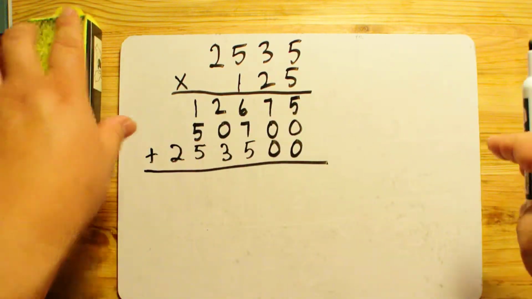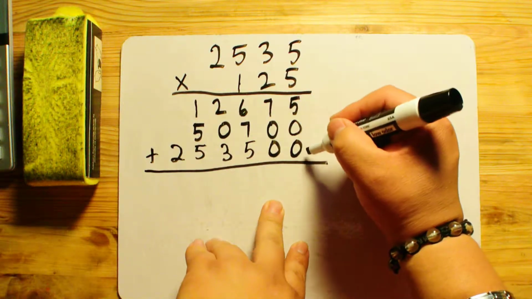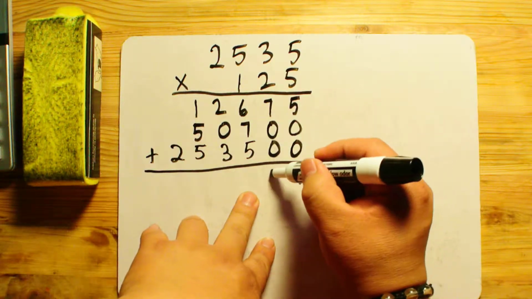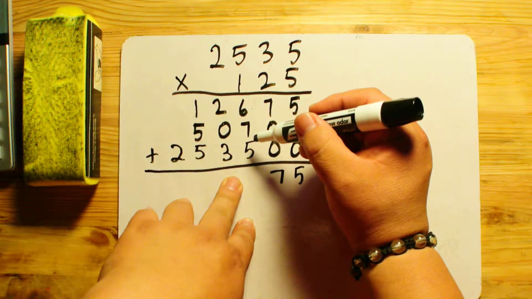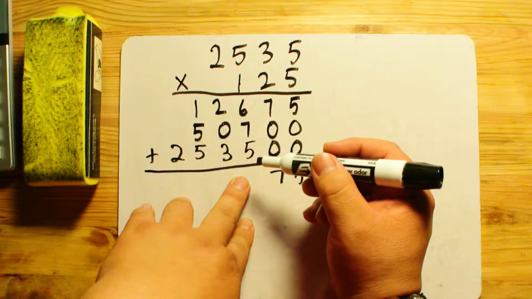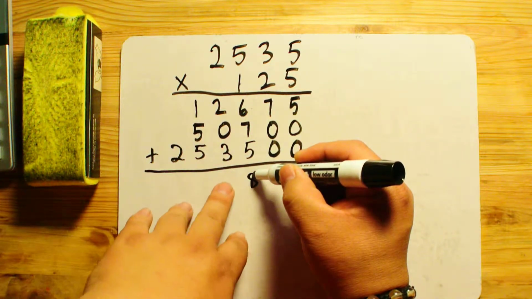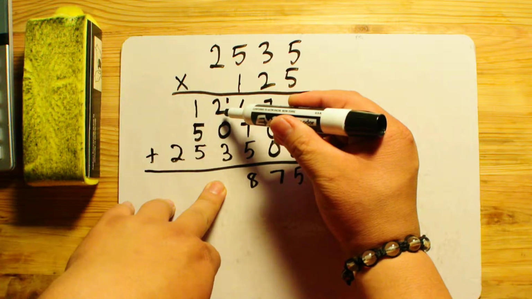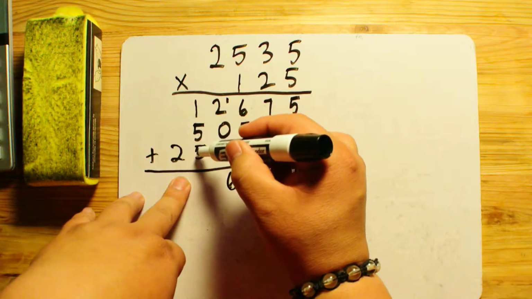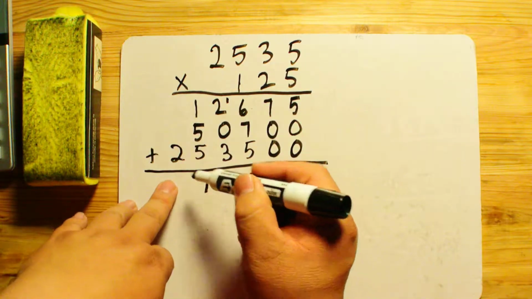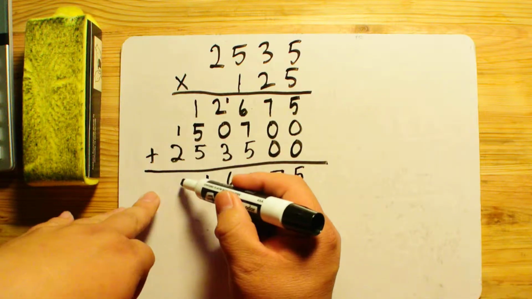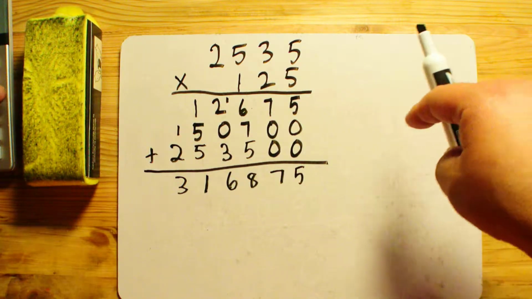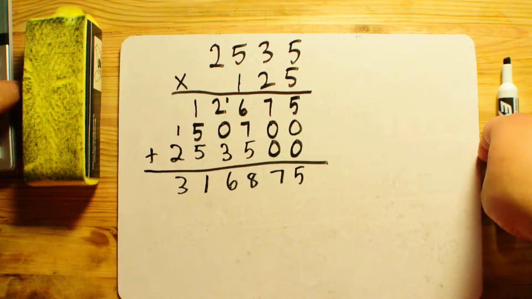And we set up our addition. So now we're going to add these up. 5 plus 0 plus 0 is 5. 7 plus 0 plus 0 is 7. 6 plus 7 is 13. Plus 5, let's see, 18. So you carry the 1, and now you have 3 plus 0 plus 2, that's 5, plus 1 is 6. Now you get 5 plus 5 is 10, plus 1, it's 11. And again you carry the 1. So 2 plus 1 is 3. So we get 316,875.